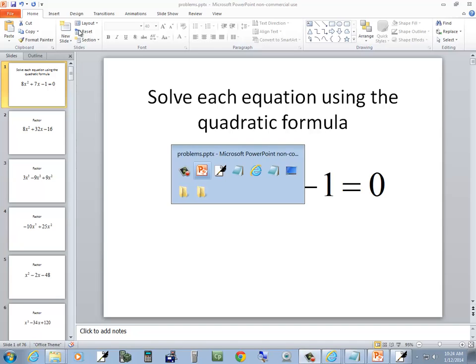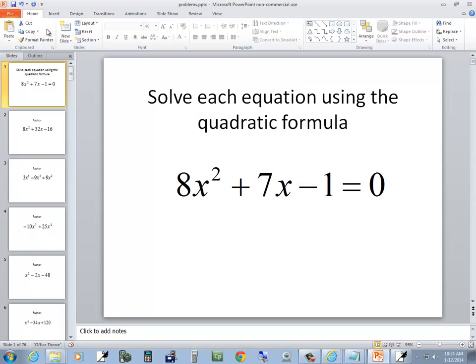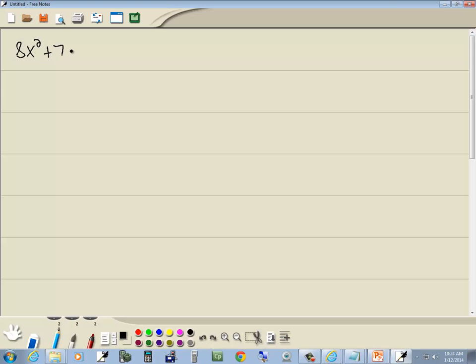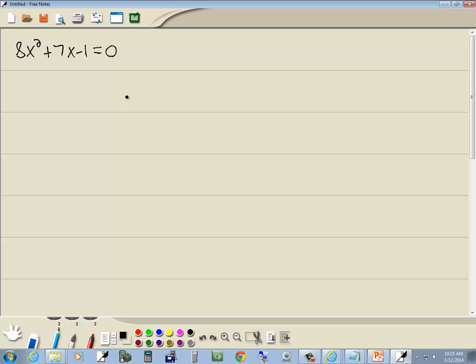Take a look at this problem. We got 8x squared plus 7x minus 1 equal to 0. The instructions are solve the equation using the quadratic formula. Quadratic formula says, of course, it has to be quadratic, but you have to have 0 on one side, which we do. So let's identify A, B, and C.